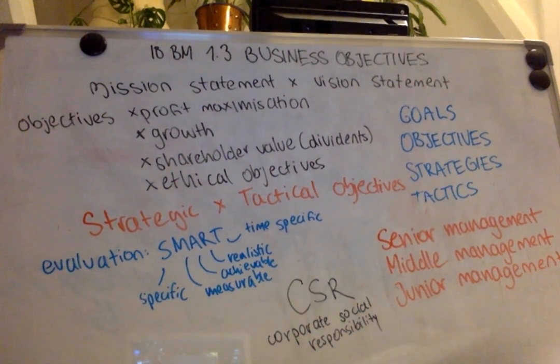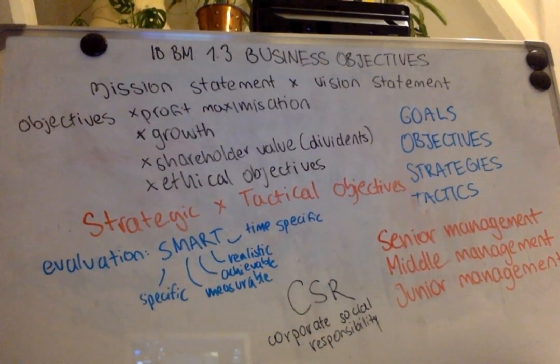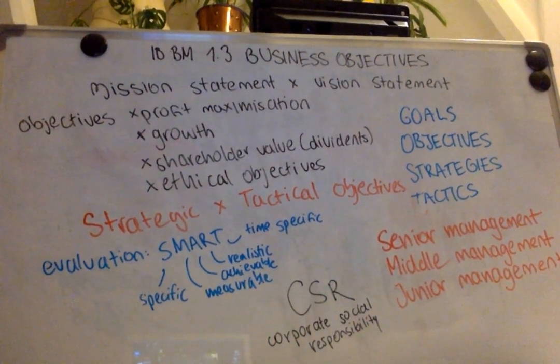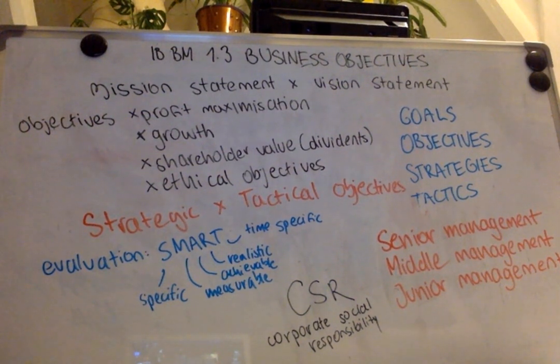The first thing we have to look at is the difference between mission and vision statements. The business makes these two statements to prioritize the different objectives and to let stakeholders know what the business is about. The mission statement is the declaration of the purpose of the business. For example, McDonald's would be to provide cheap quality food for people in many different countries.